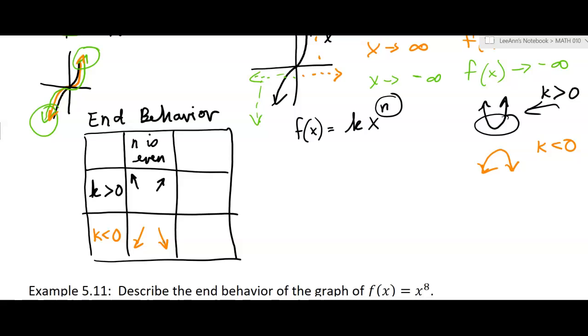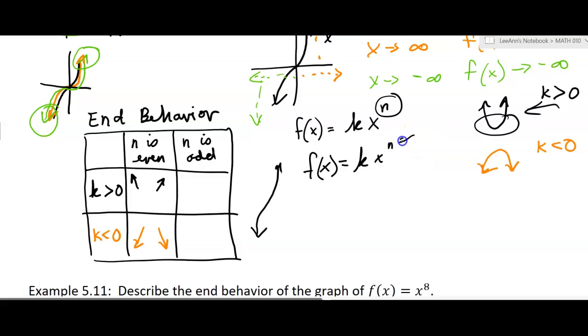Now we have to look about, well, what if n is not even? What if n is odd? Well, then we're going to look at that cubic curve like that. We're going to say f of x equals k x to the n, but n is odd. Well, then it's going to mimic the cubic curve. Something different might be happening in the middle, but the ends are going to do the same thing.